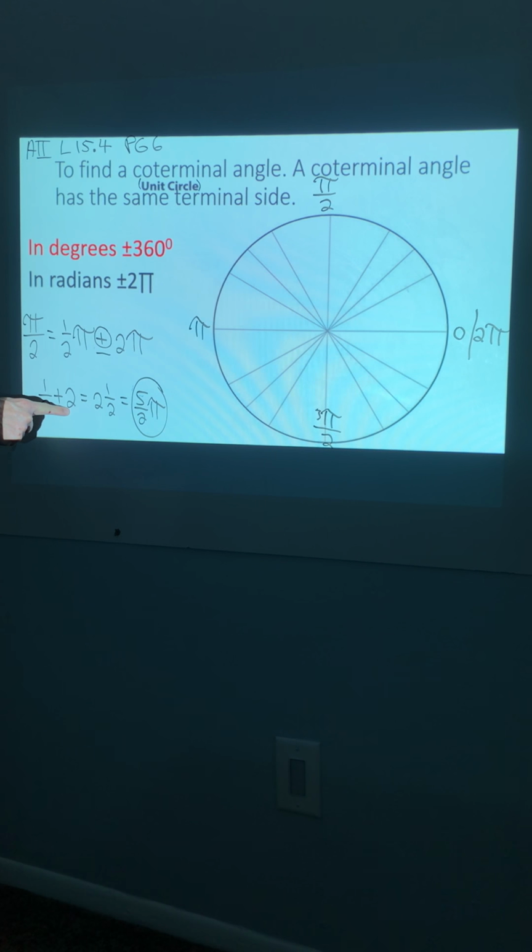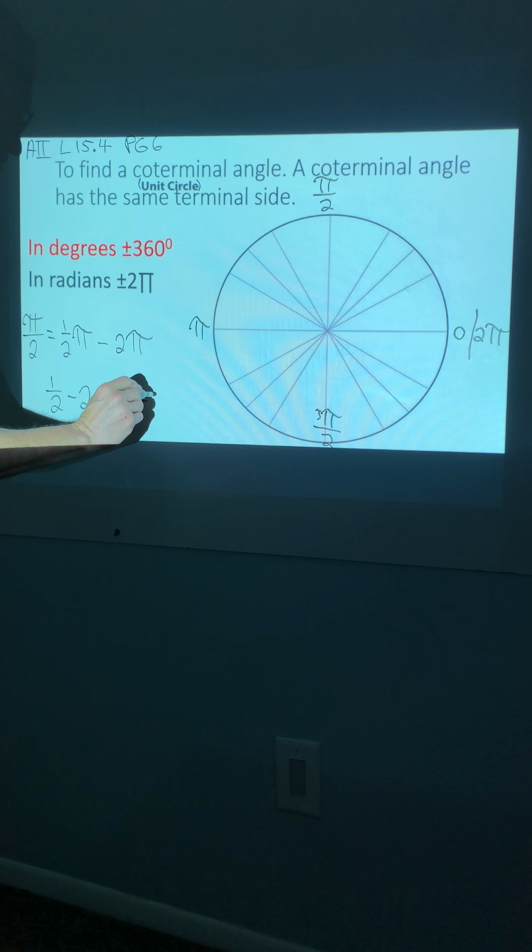Ignore the pi's for a second. Take the 1/2, add 2. 1/2 plus 2 is 2.5. That's a mixed fraction. 2 times 2 is 4, 4 plus 1 is 5, so 5/2 pi. Now I'm going to erase that and pick the subtraction option. Just grab the 1/2 minus 2. 1/2 minus 2 is going to be 1 1/2, which is 3/2. Negative, of course, so it'll be negative 3/2 pi.